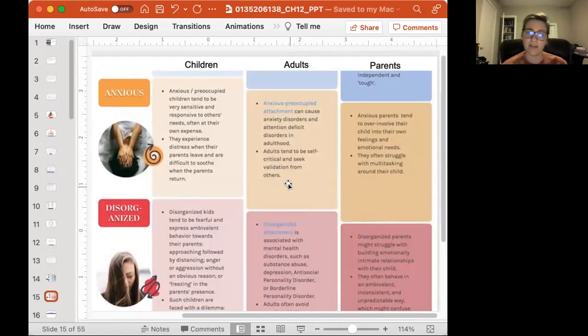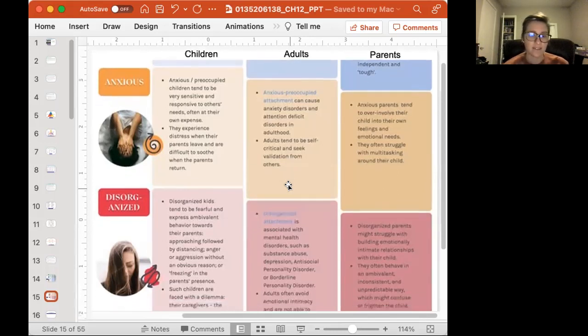And as for parents, anxious parents tend to be over-involved in their children's lives, and they tend to over-involve their children in their own feelings and emotional needs. So they might codependently rely on their kids to fulfill their needs. These parents often struggle with multitasking around their child.